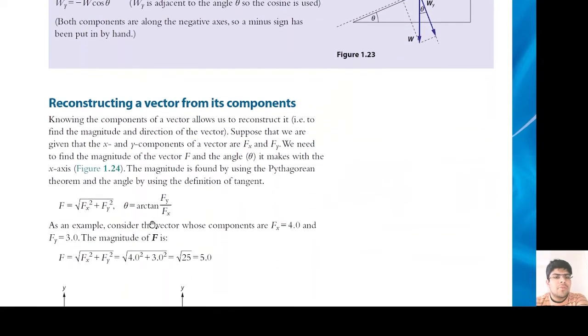Reconstructing a vector from its components: knowing the components of the vector allows us to reconstruct it, that is, to find the magnitude and the direction of the vector. Suppose that we are given that the x and y components of the vector are Fx and Fy. We need to find the magnitude of the vector F and the angle theta it makes with the x-axis. The magnitude is found by using the Pythagorean theorem, and the angle by using the definition of tangent. Knowing the components allows us to reconstruct the magnitude and direction. Remember, vectors have magnitude and direction.